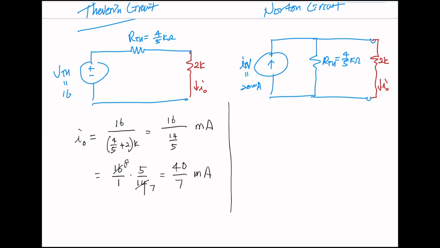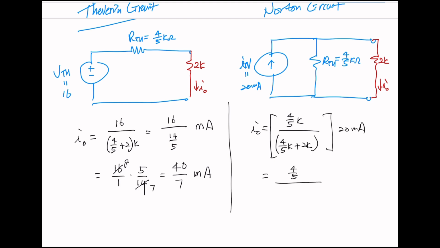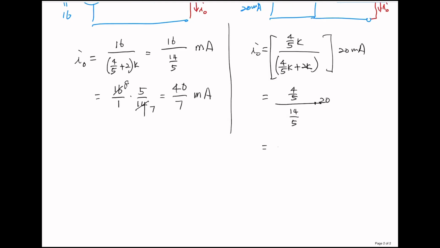If we use Norton, then I sub 0 is gonna be, we can do the current division. The opposite 4 over 5K and the sum, and then total, that is 4 over 5 for the numerator, denominator 14 over 5 times 20, that is 4 over 5 times 5 over 14 times 20, 40 over 7.